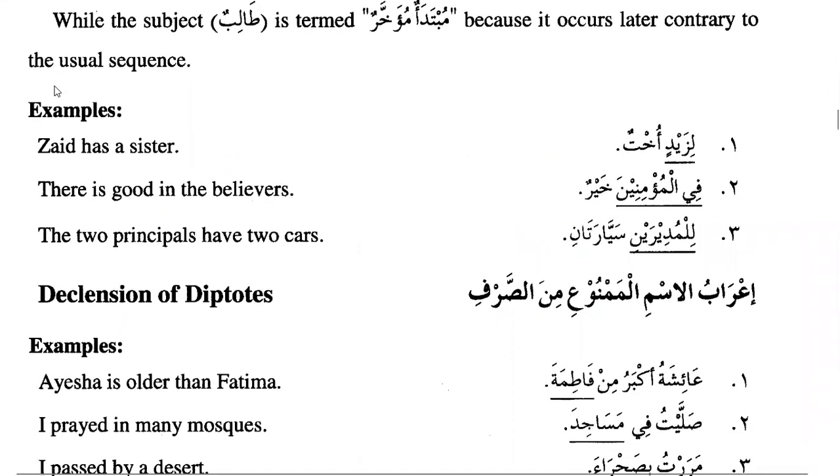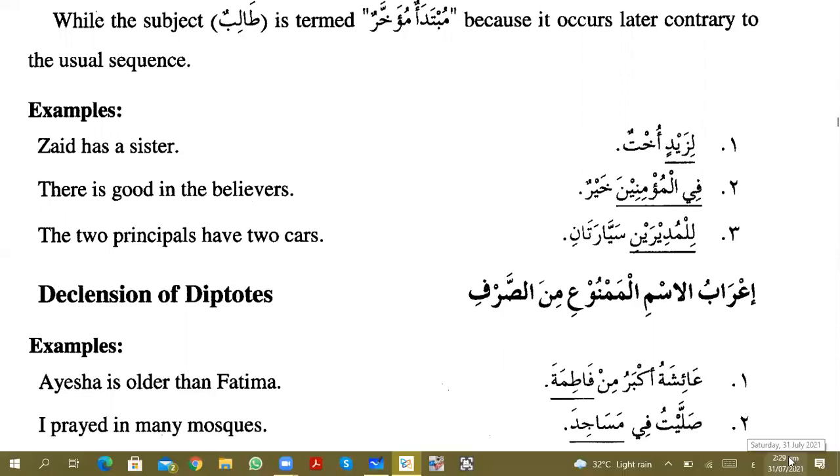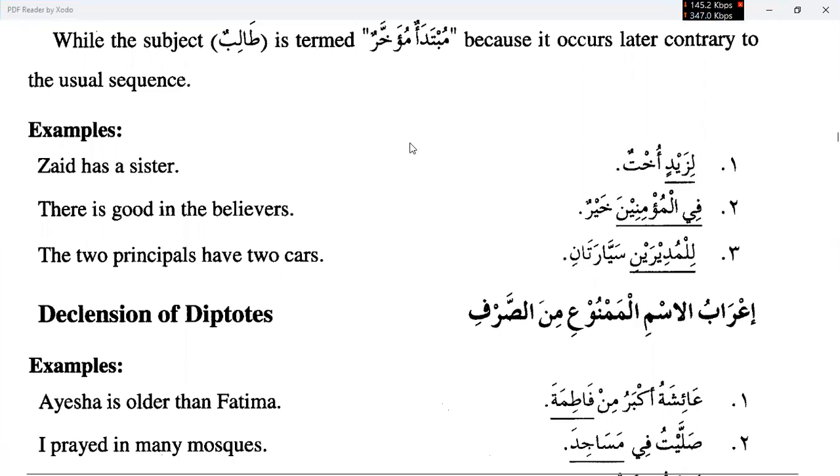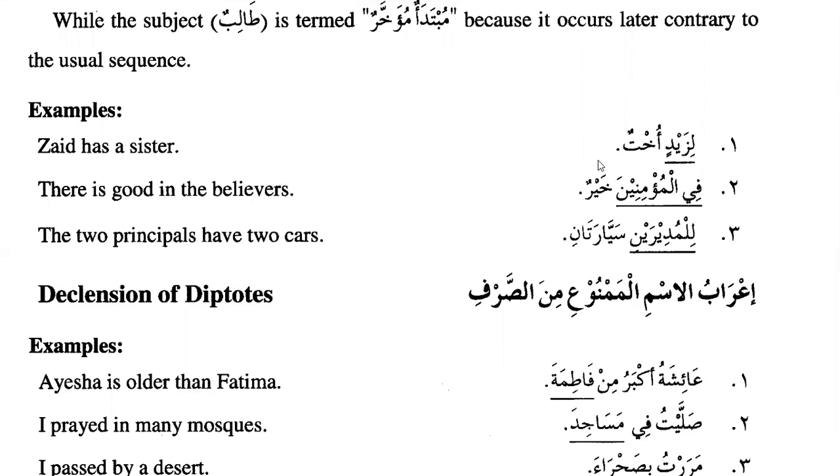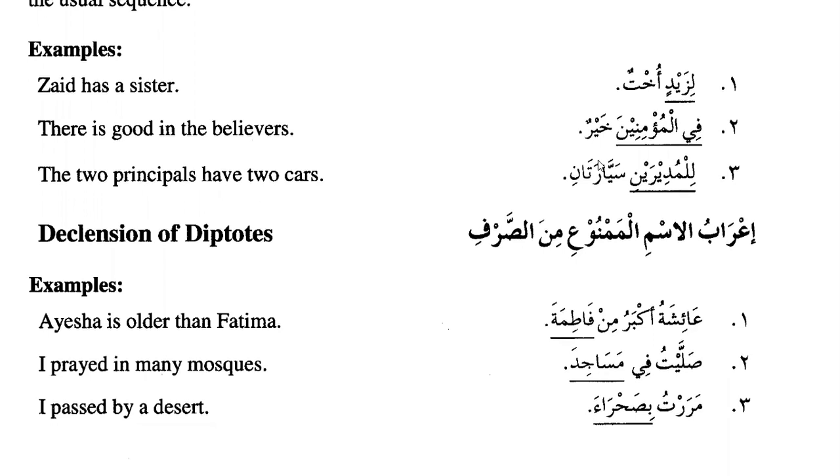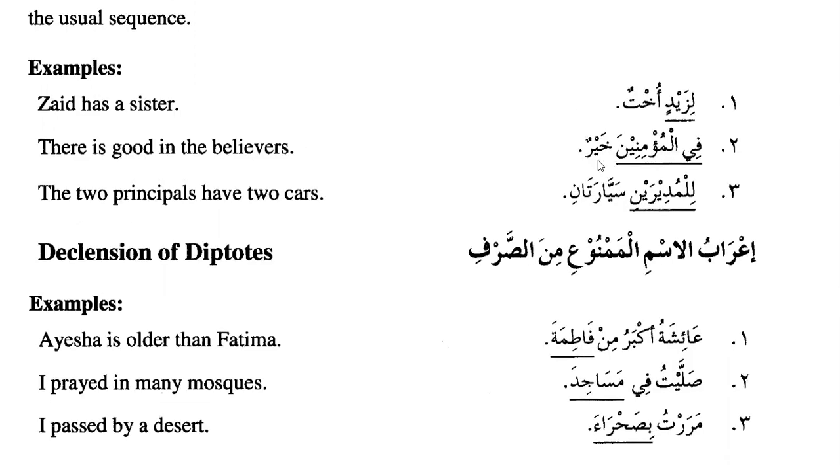Now we have examples for this. Zadana, read the examples also. Hello? Yes, read the examples. Okay. Zaidun okhtun: Zaid has a sister. Fil mu'minina khayrun: there is good in the believers. Lilmudiraini sayyaratan: the two principals have two cars. Anybody, any question?